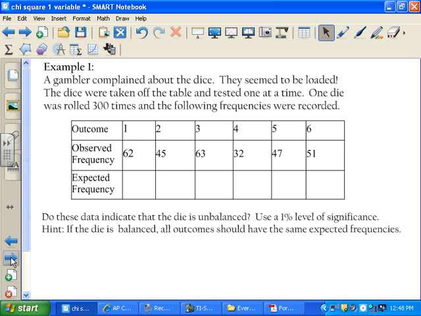When they roll this dice 300 times, they got 62 1s, 45 2s, 63 3s, 32 4s, 47 5s, and 51 6s.